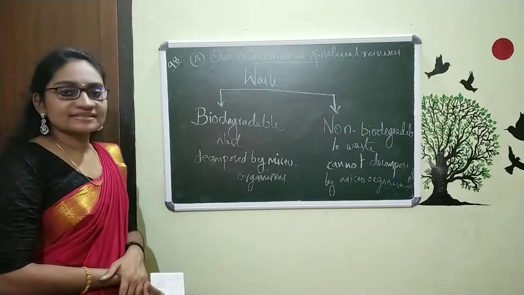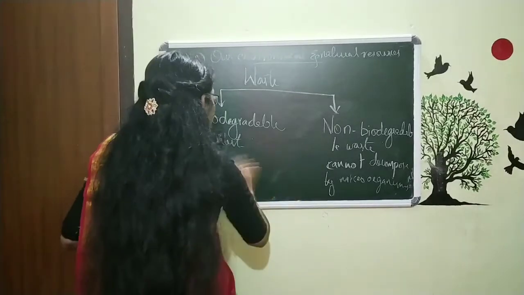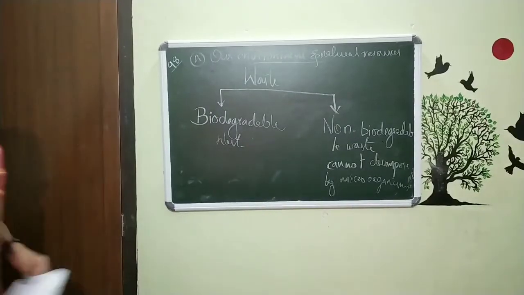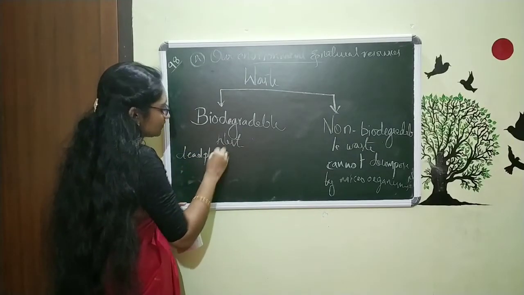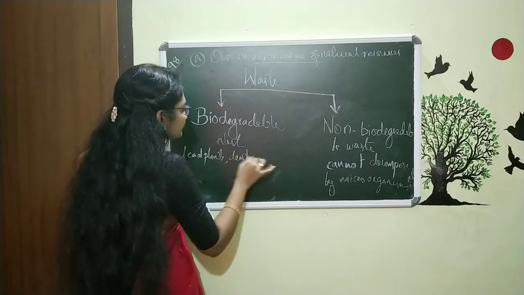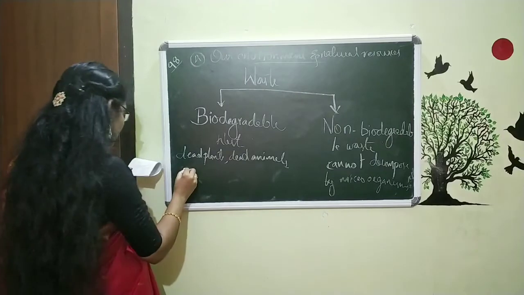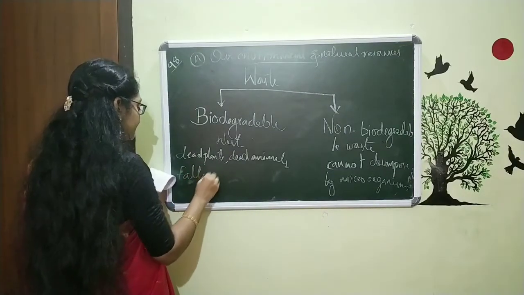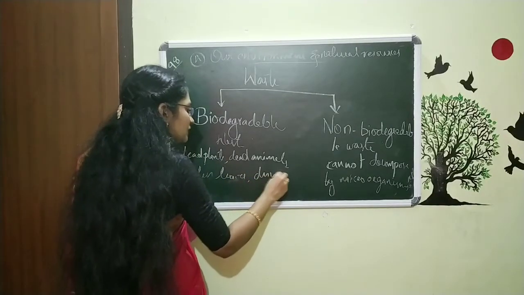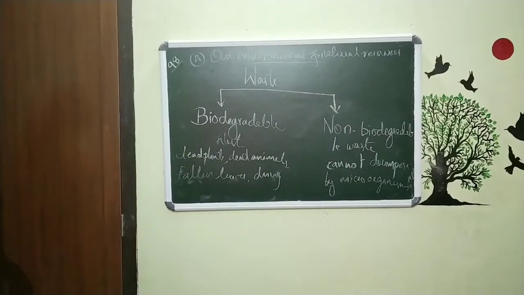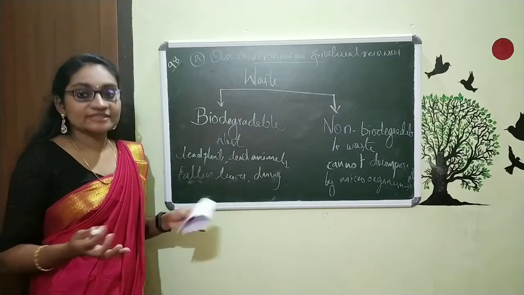So, which are the examples of biodegradable waste? It is very simple. Dead plants, dead animals, fallen leaves, dung, etc. are the examples of biodegradable waste.